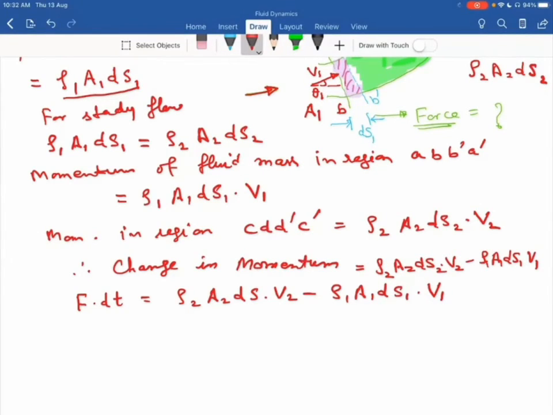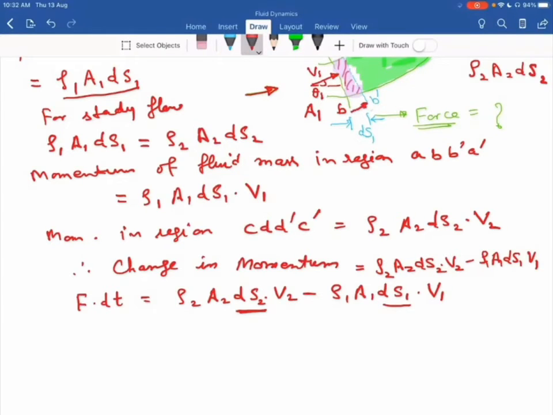Now what is ds? This is ds2. Now what is ds2? ds2 क्या है या ds1 क्या है? The distance. ds1 is the distance moved by AB with the velocity v1 in time dt. ठीक है, in time dt. So distance को आप लिख सकते हो velocity into time. You can write distance as velocity into time. So I write it as rho 2 A2, this distance is velocity into time, into V2 minus rho 1 A1, again velocity into time into V1.